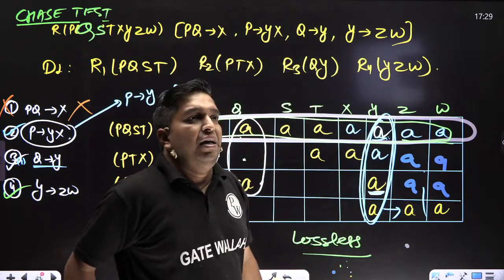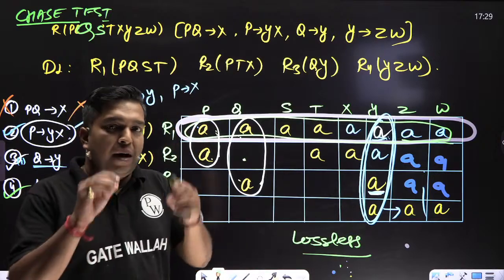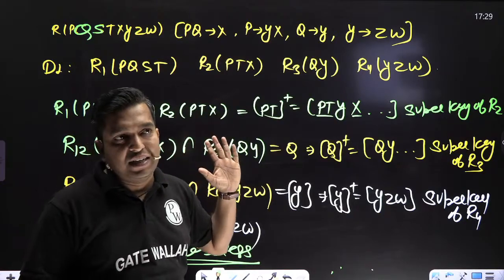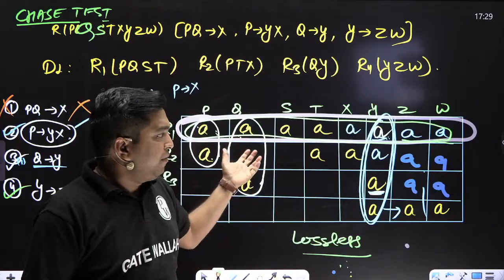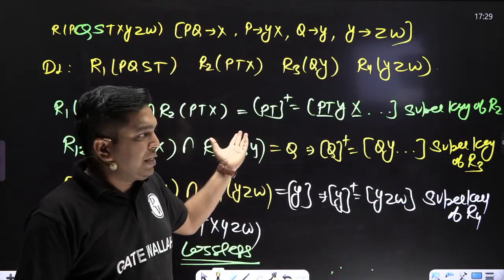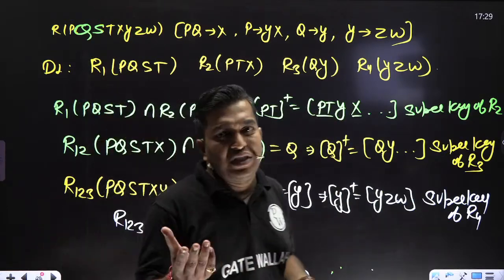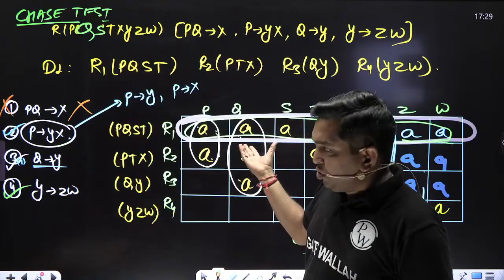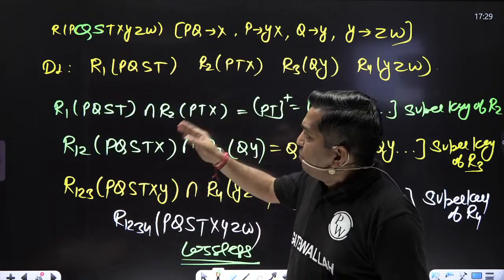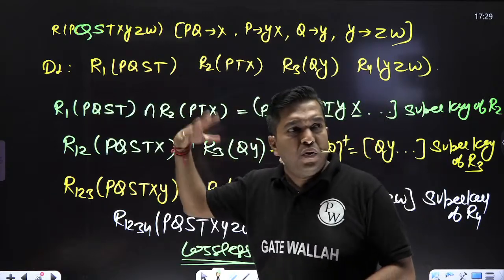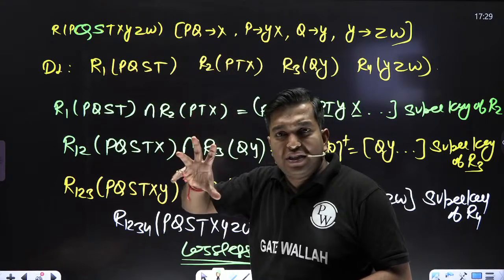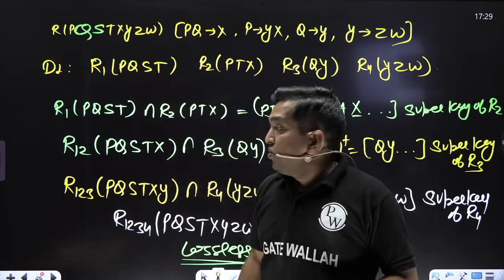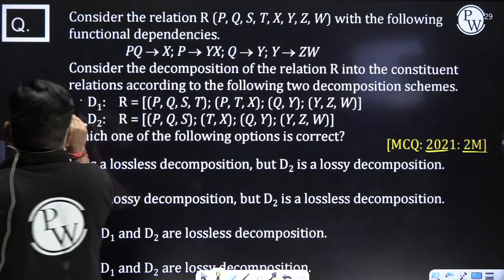Clear? In the exam we can use either method. It's up to you, children. This method also gives the correct answer, and the other method also gives it. If you want the table approach, you can use this one. I generally prefer the other, but it depends on you. Both are very simple. But I can use the properties, attribute closure and any combination, though in that you have to be more conscious. So here D1 is lossless.